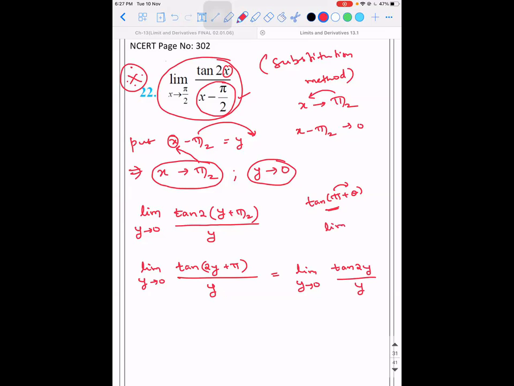Yesterday I told you an important relation: limit x tends to 0, tan x by x is also equal to 1. It is similar to sine. Since here we have 2y, what will you do? Divide with 2 and multiply with 2. Now when you substitute the limit, what will happen? You will have 1 into 2. Why 1 into 2? Because limit y tends to 0, tan 2y by 2y is 1. 1 into 2 is going to give you 2. So this is the final answer. Am I clear, guys? Yes, sir. So I suggest you all to practice it again.